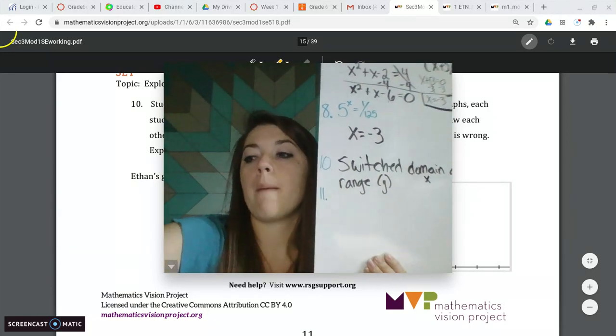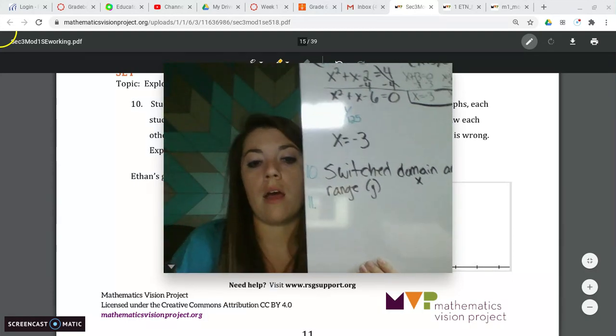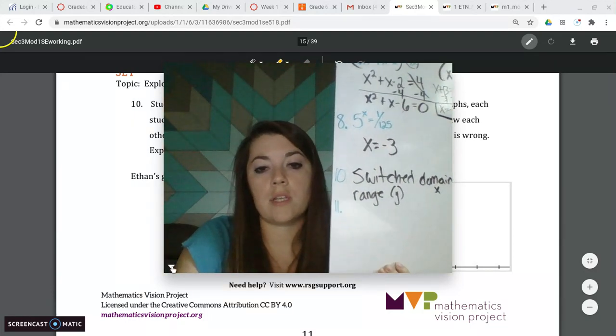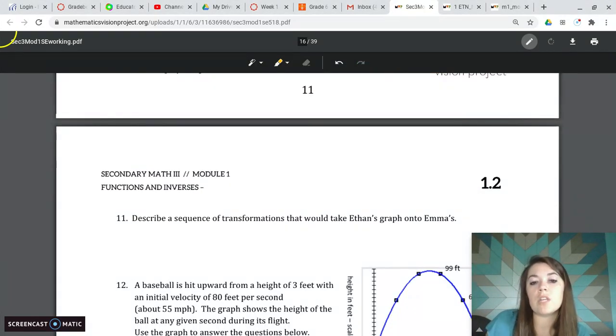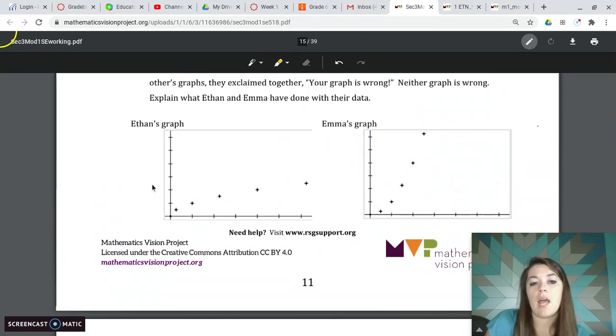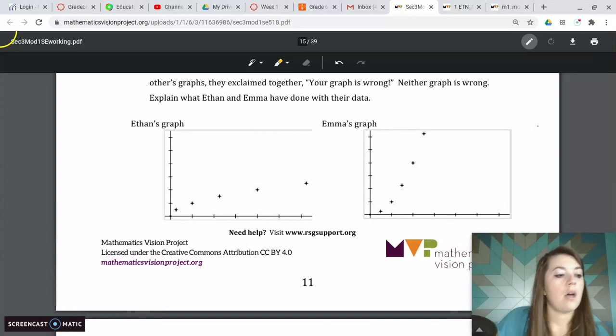All right, for number 11, it asks, let's shrink this down, and then scroll. Number 11, describe a sequence of transformations that would take Ethan's graph onto Emma's. So we want to take and get Ethan's graph, which is curving like this, to curve like Emma's does. So what do you think we could do? There's a couple different ways. So one thing is we can't just rotate it and we can't just flip it. That's not going to get it to the right location. The keyword there is saying that there's a sequence of transformations.